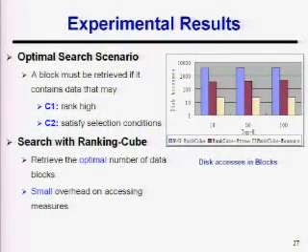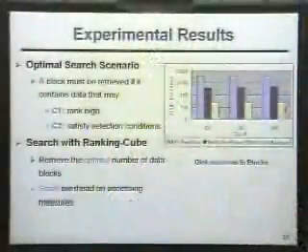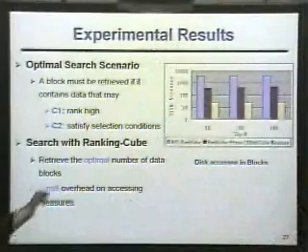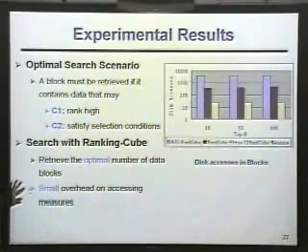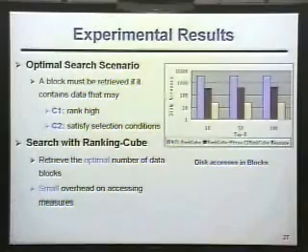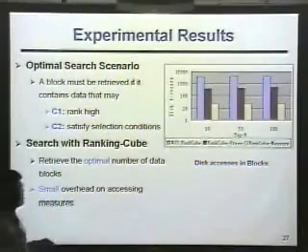So here are some experimental results. So let's consider the optimal search scenario. So a block in our tree has been retrieved if it contains data that may rank high. They also satisfy this selection condition. With this ranking cube, we can prove that we only retrieve the optimal number of data blocks, but we need to pay some cost. We need to retrieve the signature from disk because this signature can guide us in search. So we want to show that this retrieving, this disk access, this overhead is small compared to the whole query processing.